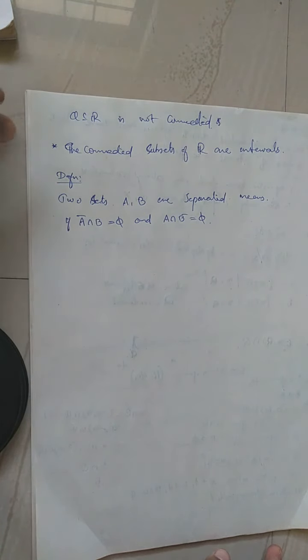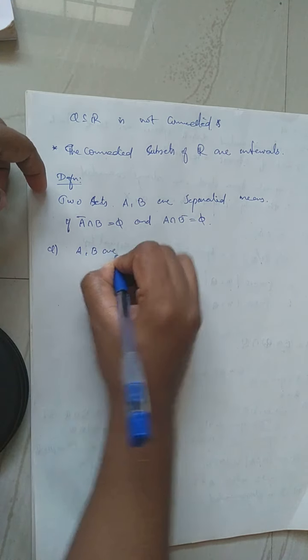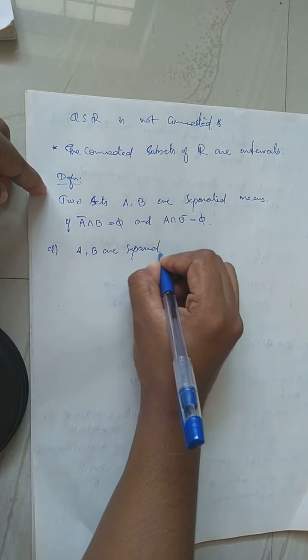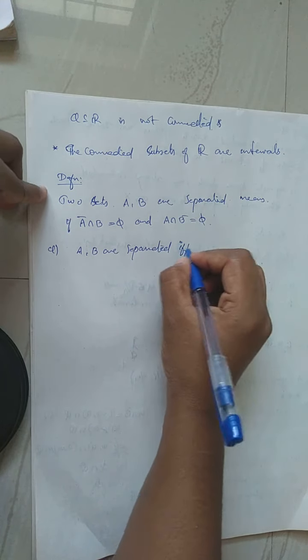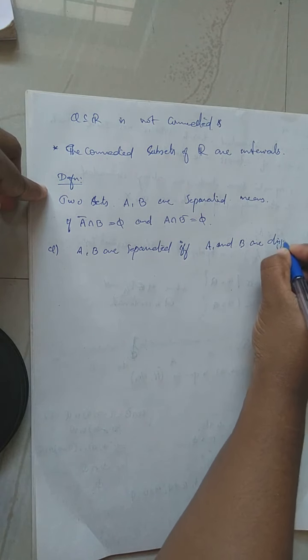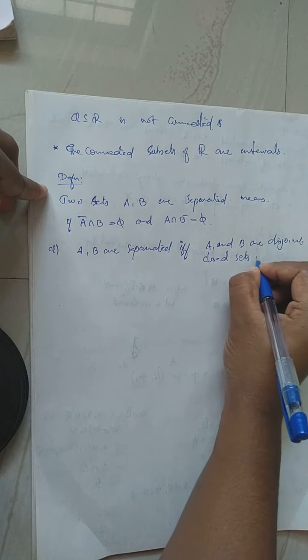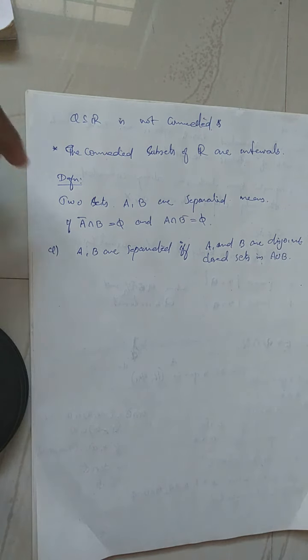Then I can prove that A comma B are separated if and only if A and B are disjoint closed sets in A union B. So two sets are separated if and only if A and B are disjoint closed sets in A union B.